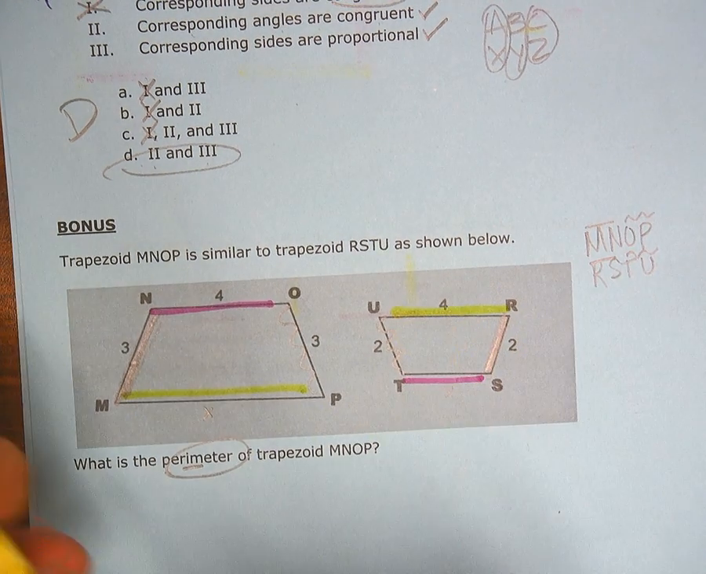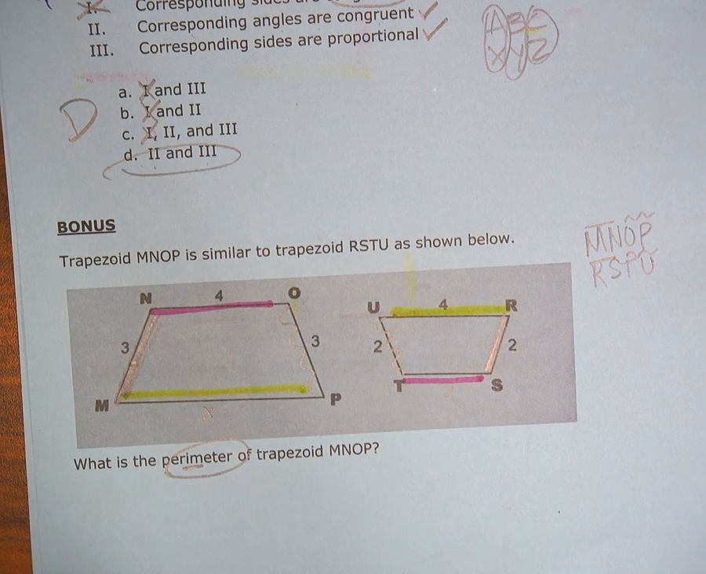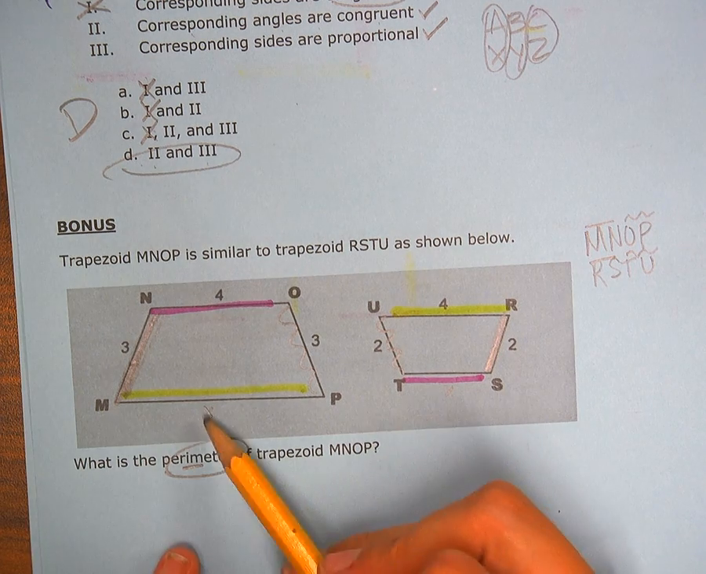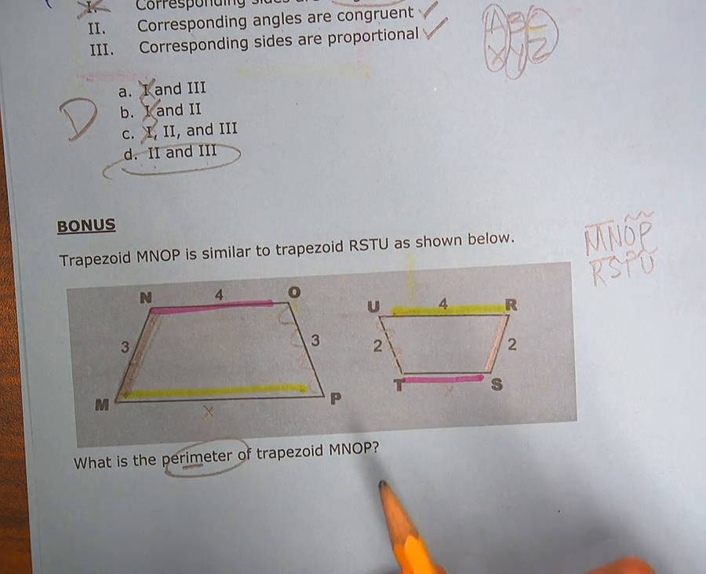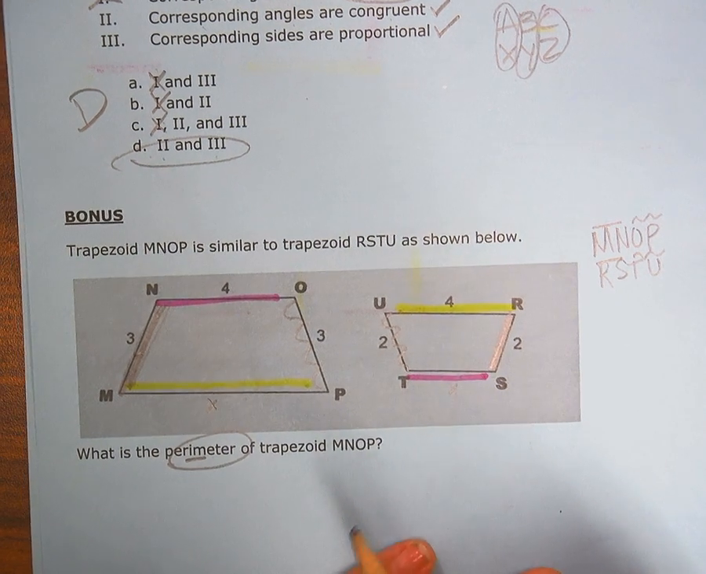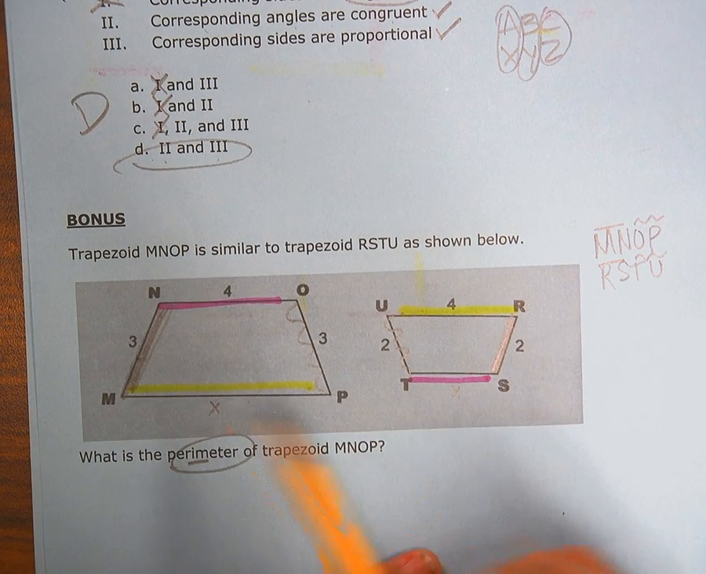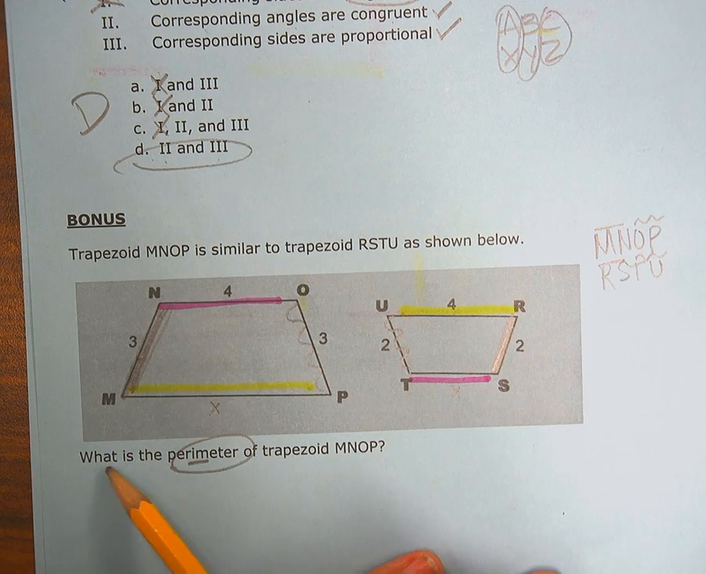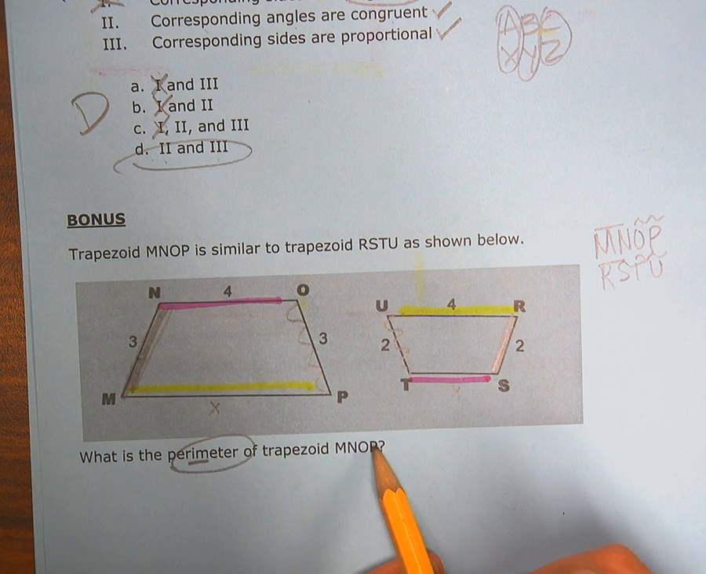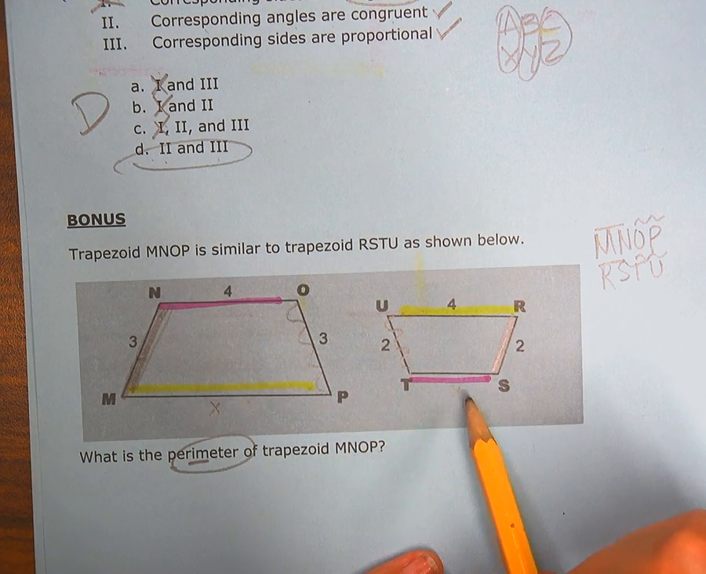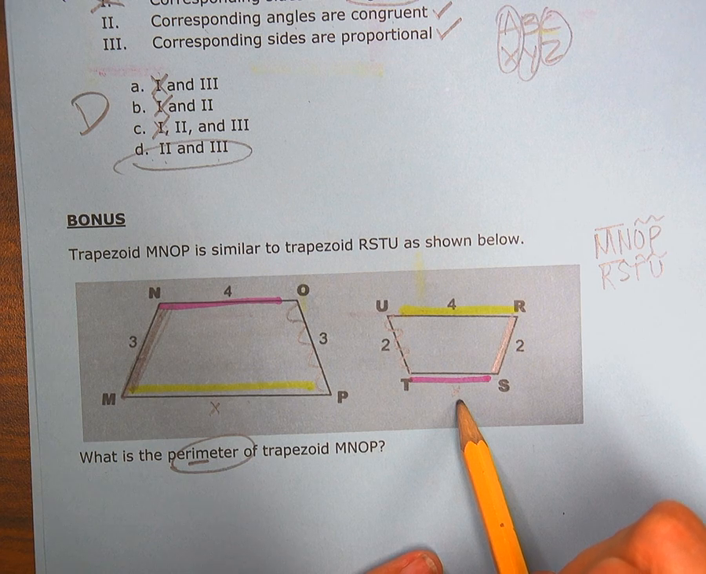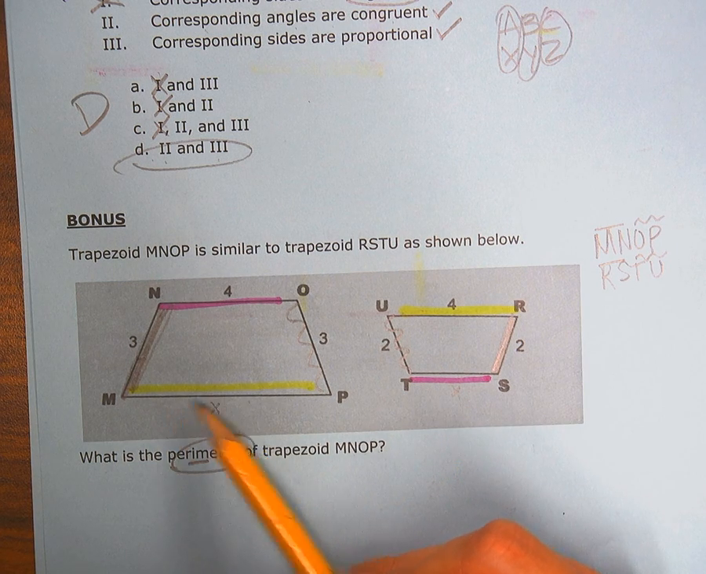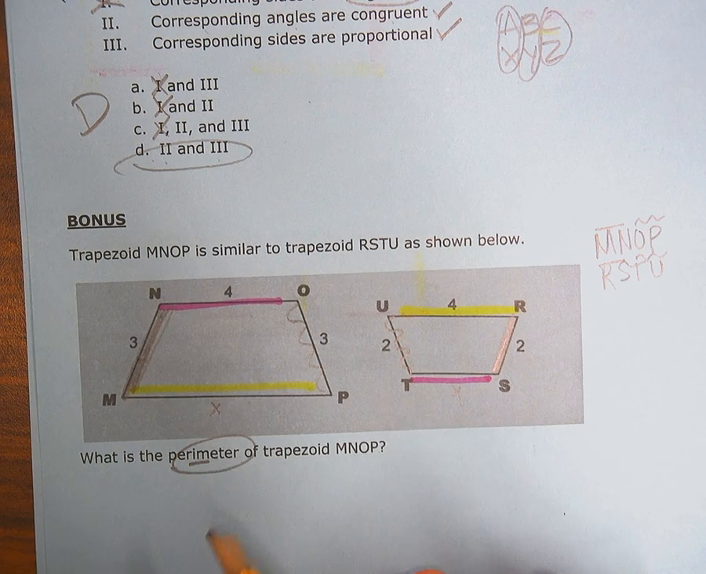Okay, multi-step question because you have to solve for a missing side length. Now, which one will I not waste my time on? Which one will I spend my time solving for? This x or this x? What is the perimeter of trapezoid MNOP? I don't want to have to solve for this one because I don't need it. I do have to solve for that one because that's what I'm looking for the perimeter for.